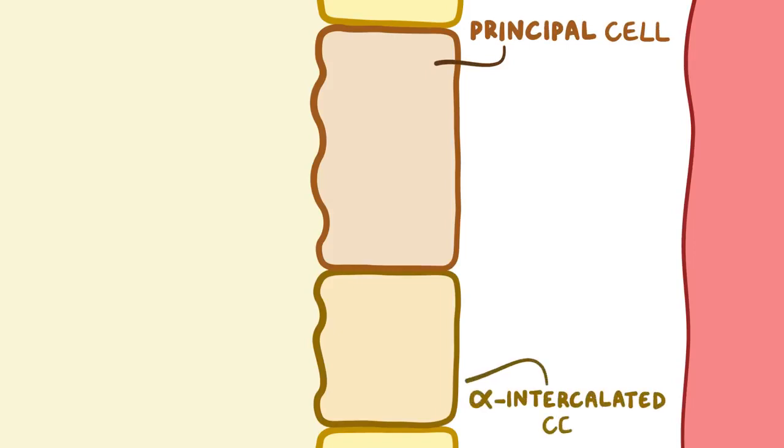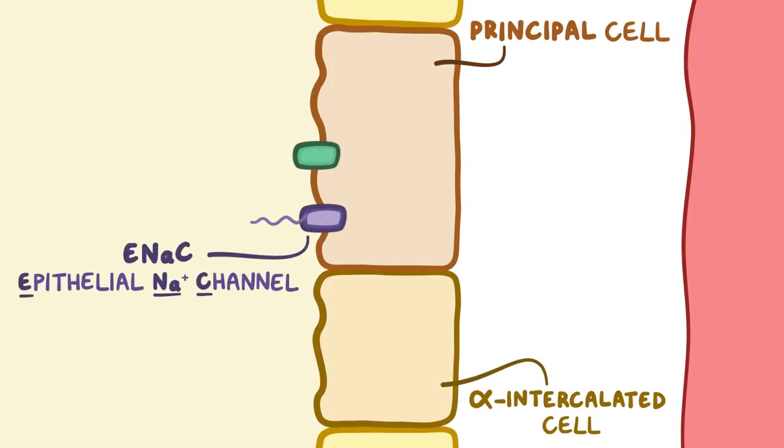Now, in the late distal convoluted tubule and collecting duct, there are principal cells and alpha intercalated cells dispersed among the tubule cells. The principal cell has 2 channels on the apical surface, an epithelial sodium channel called ENaC that allows sodium into the cell, and a potassium channel that allows potassium into the lumen. The flow of positively charged sodium ions into the cell helps drive the positively charged potassium ions out of the cell.